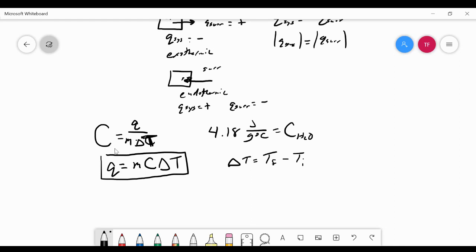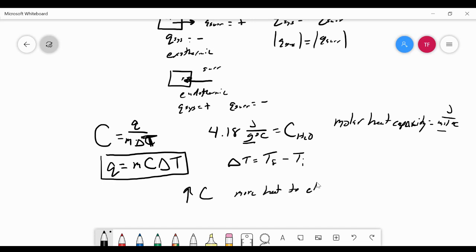Okay, so this is specific heat capacity, which is in joules per gram degree Celsius. We also have what's called molar heat capacity. Instead of being joules per gram degree Celsius, it's joules per mole degree Celsius. So just be aware that if they say specific heat, that has to do with grams, molar heat, that has to do with moles. Okay. If you have a higher specific heat capacity, then that means that it takes more heat to change the temperature. You can add quite a bit of heat to something with a high heat capacity before its temperature will actually change.